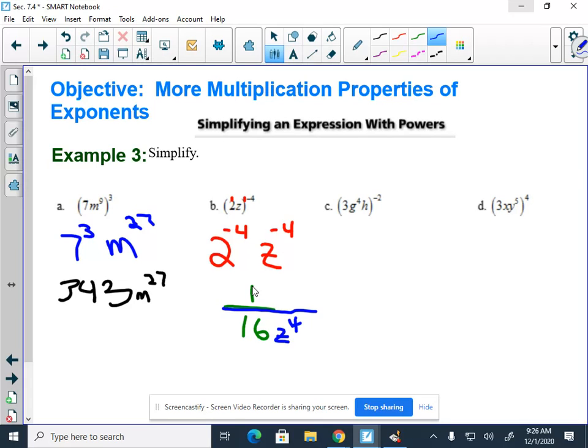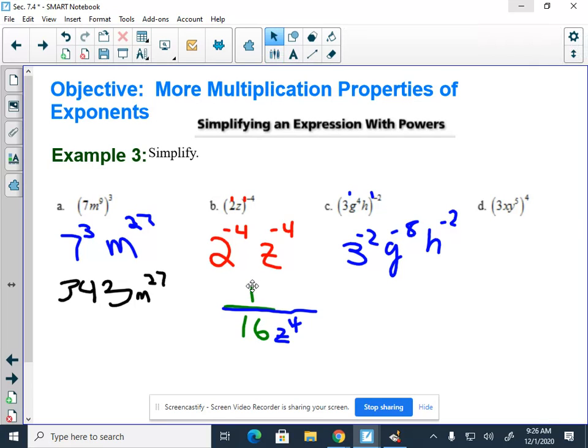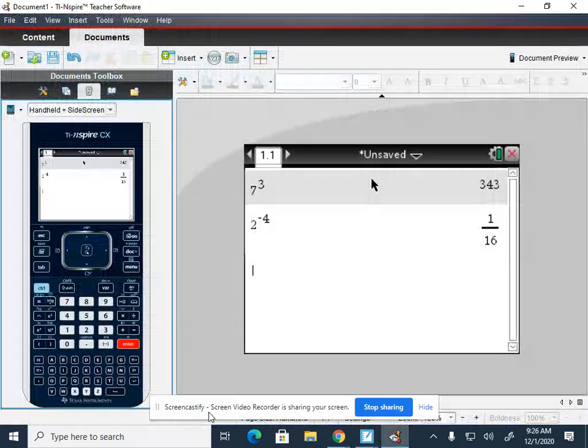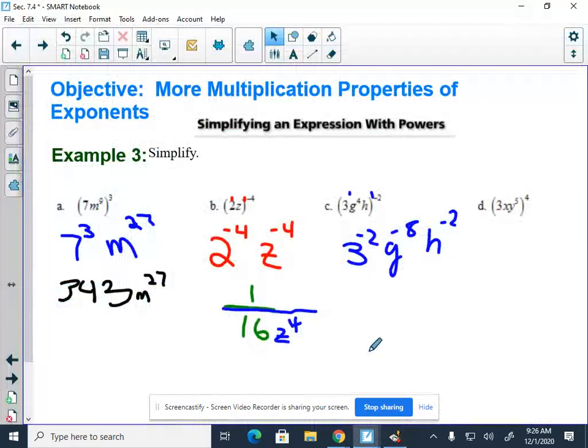All right, the next one. 3 to the negative 2, because the 3 has a first power on it. And 1 times negative 2 is negative 2. The g has a 4 on it. It becomes negative 8. The h has a 1 on it. 1 times negative 2 is negative 2. It'll make it really easy if you use the calculator to figure out what the 3 to the negative 2 is. And that becomes 1/9.